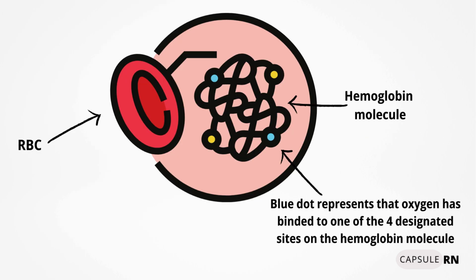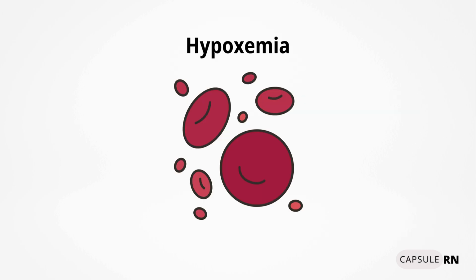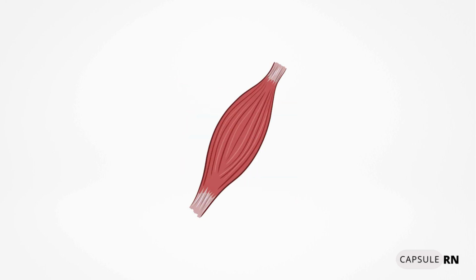Now, if not enough oxygen binds to hemoglobin on the red blood cells, then the result is low oxygen in the blood. This is called hypoxemia. However, sometimes the problem isn't the level of oxygen in the blood, but that the oxygen can't get into or be utilized in the tissues for some reason. If the low oxygen is in the tissues, we call that hypoxia.